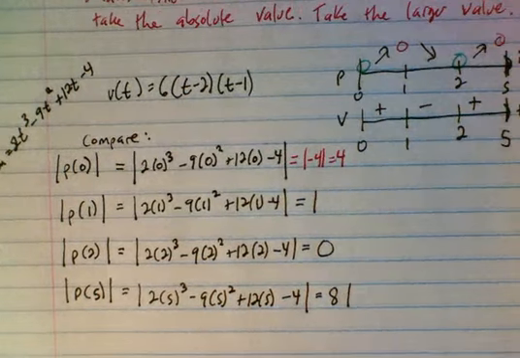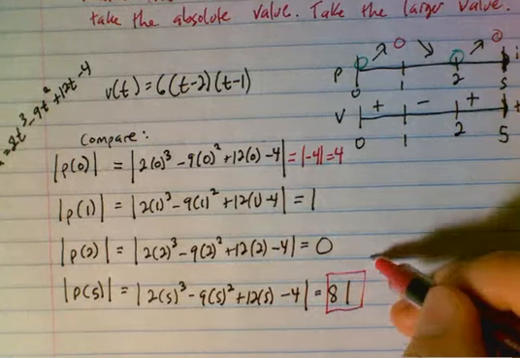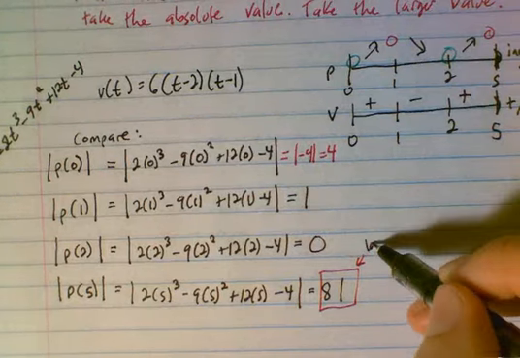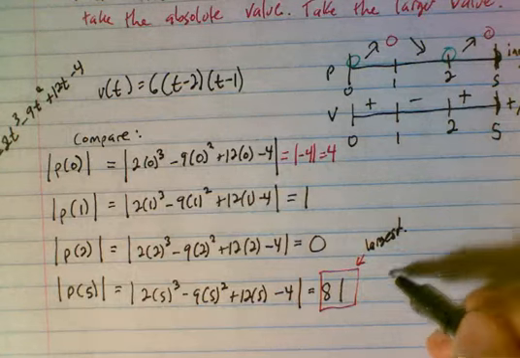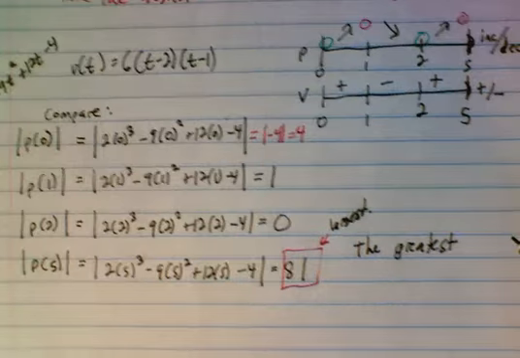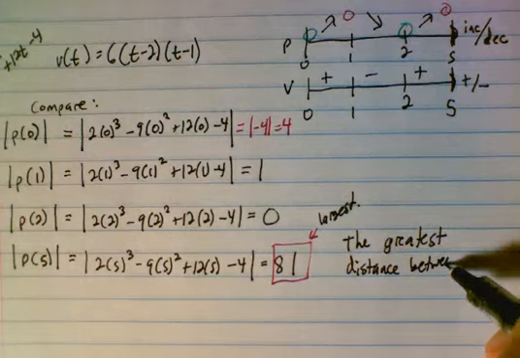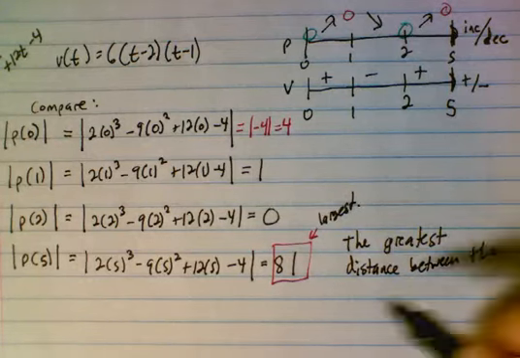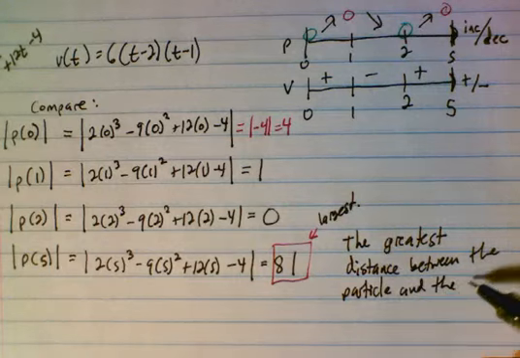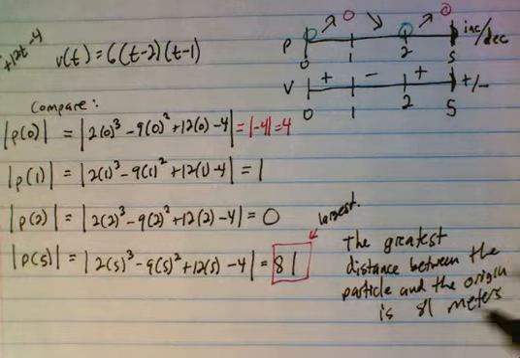Okay, once we've taken all those absolute values, clearly this is the largest. The greatest distance between the particle and the origin is 81 meters.